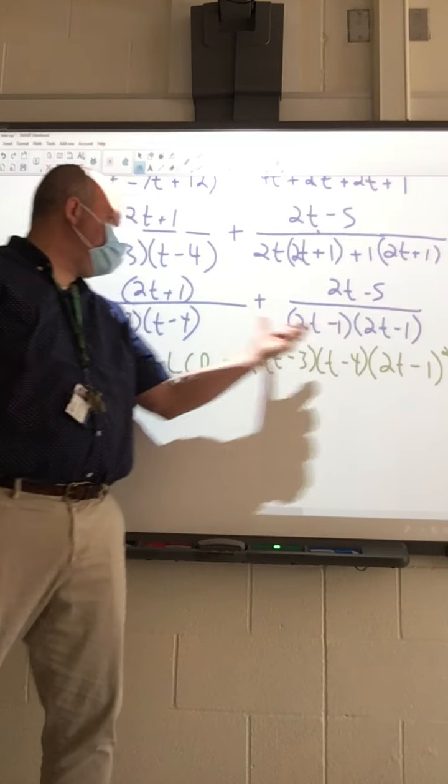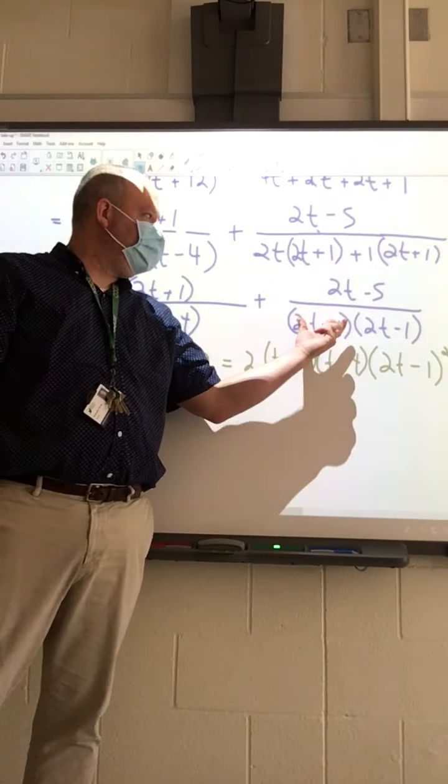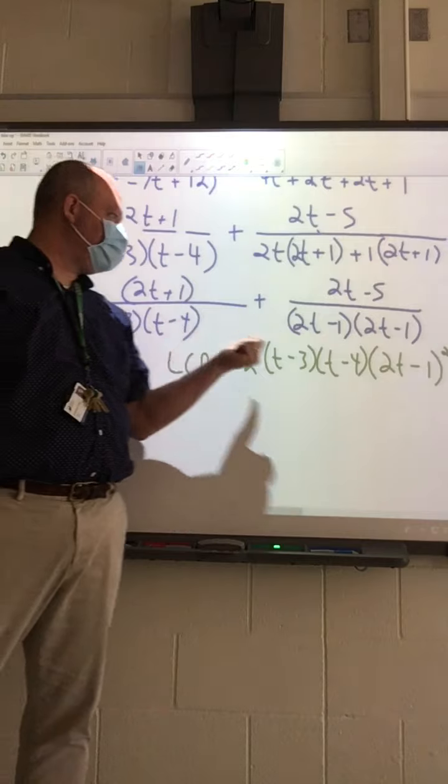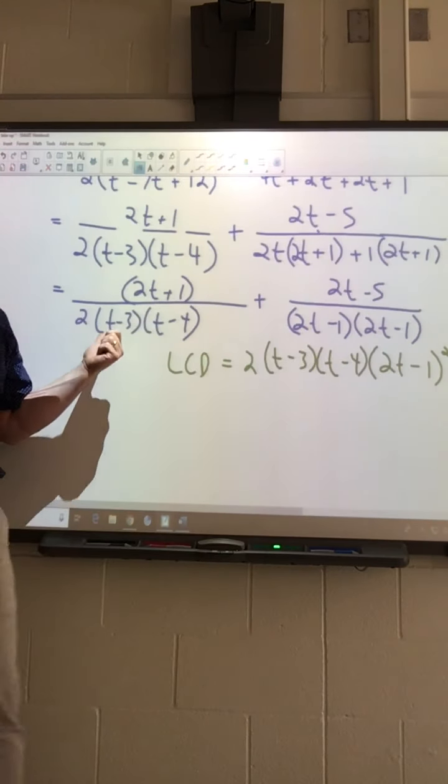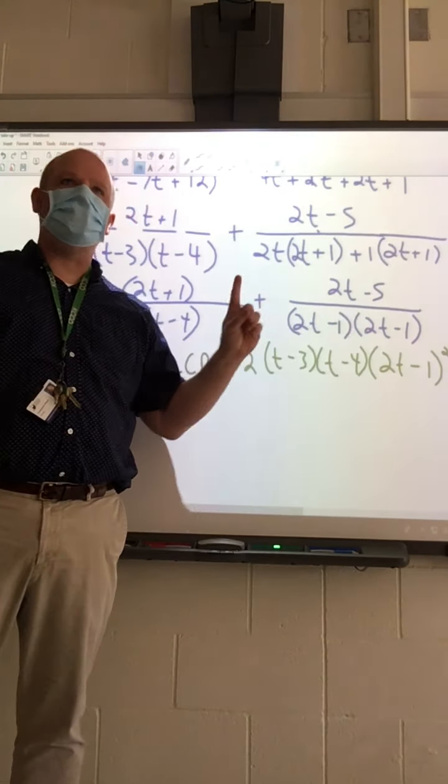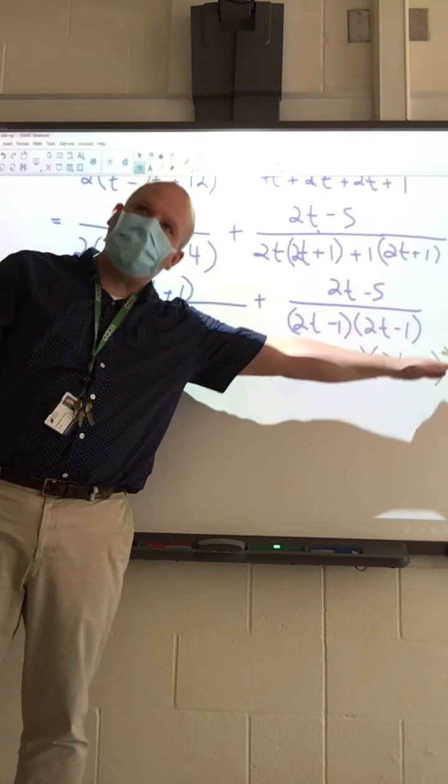We see the 2t minus 1. So if you do this blindly, and you're just like, oh, we got a 2t minus 3, 2t minus 4, 2t minus 1. If I had a 2t minus 1 here, and a 2t minus 1 here, it would still be 2t minus 1, and not 2t minus 1 squared.